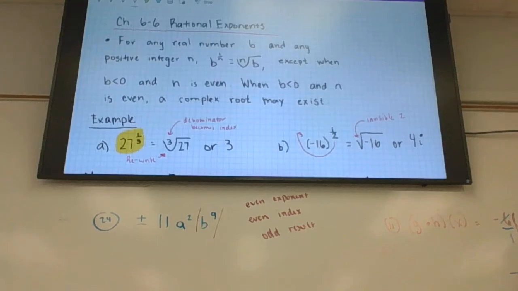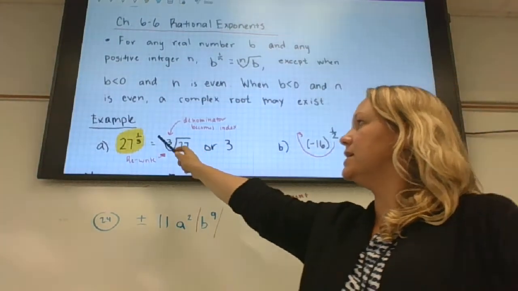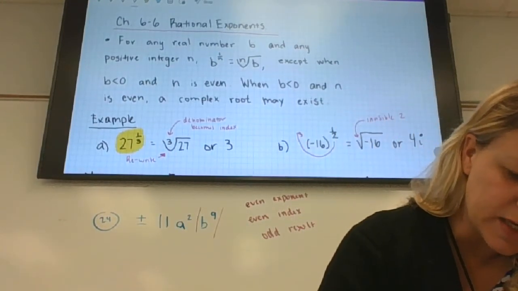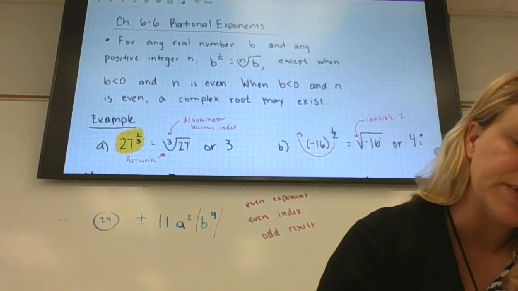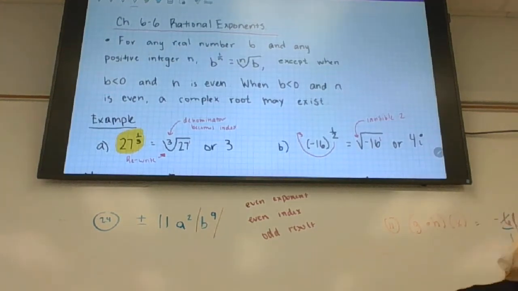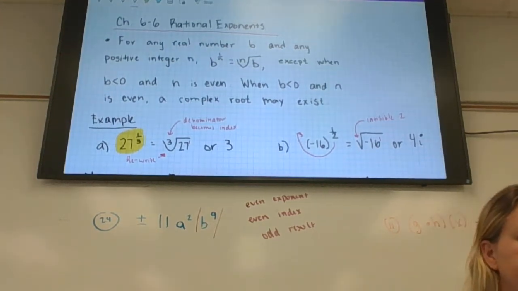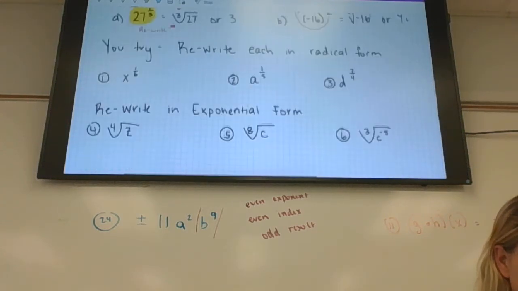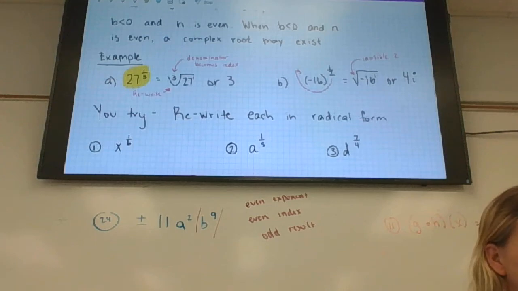Kaylee? So numerators say exponent. Technically there is a numerator here of 1, and that exponent is right here, 1. So it stays an exponent. Let's look at letter D. You guys write these in radical form.